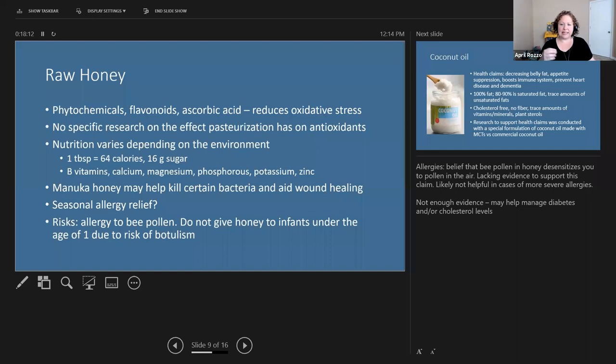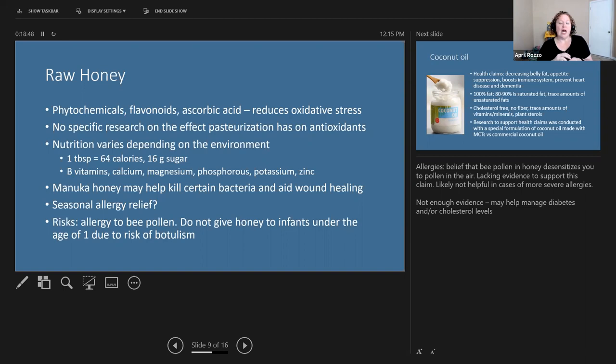The question is how much. If you're only using a teaspoon of honey in a cup of tea, I'm not sure how much of those things you're actually getting and how much benefit they're providing. So really, people are touting the health claims based on that antioxidant profile. There is some research that shows Manuka honey, that specific type of honey, may help kill certain bacteria and aid with wound healing.